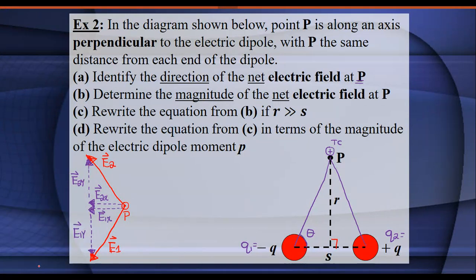Okay, so what I can say here is I can say the y components cancel off, leaving the net electric field. We'll say net electric field at point P, so sigma EP, pointing to the left.